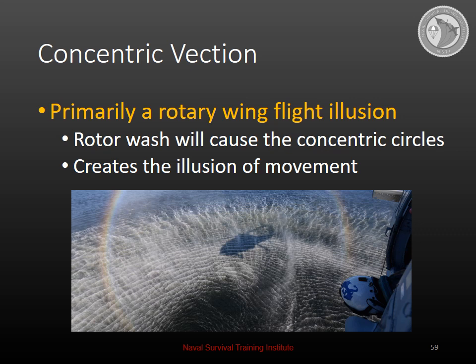Finally, concentric vection. This is primarily a phenomenon that affects rotary wing pilots and aircrew. The rotor wash, the downwash from that aircraft, is going to create wavelets that push outwards, or dust that moves outwards away from the center of that downwash. Well, those concentric circles can make it appear as though the aircraft is descending or approaching the ground. It creates this illusion of movement.